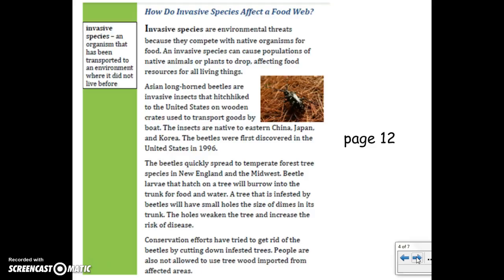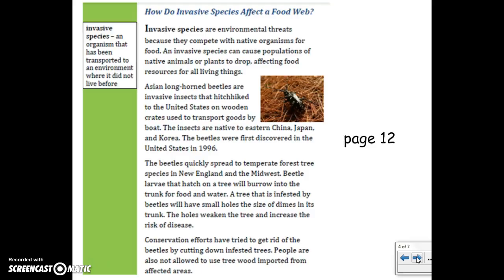Asian long-horned beetles are invasive insects that hitchhiked to the United States on wooden crates used to transport goods by boat. The insects are native to eastern China, Japan, and Korea. The beetles were first discovered in the United States in 1996. The beetles quickly spread to temperate forest tree species in New England and the Midwest.